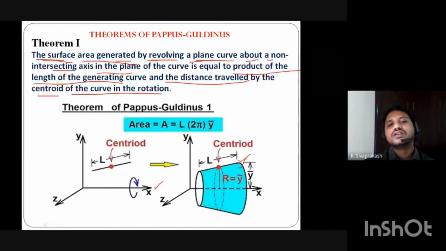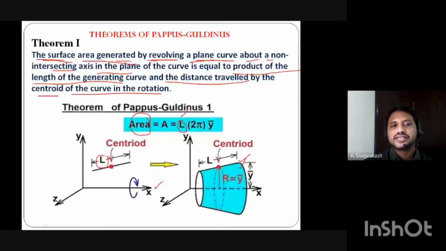Now, according to the statement, the surface area generated by revolving a plane curve about a non-intersecting axis is equal to the product of the length of the generating curve, which is L, and the distance traveled by its centroid. This curve has a centroid point, shown here. The centroid's distance from the non-intersecting axis is y bar. Y bar is the curve centroid position.